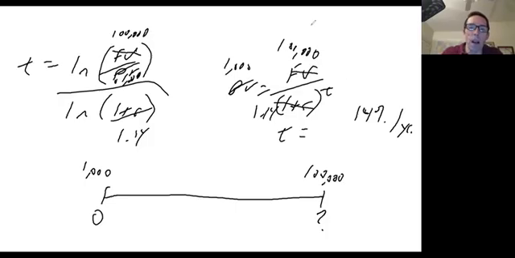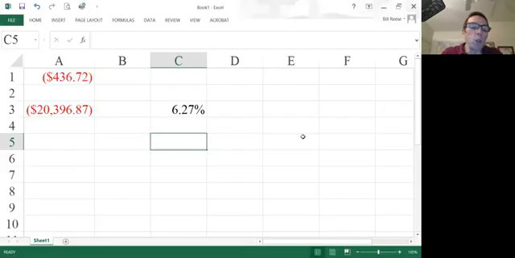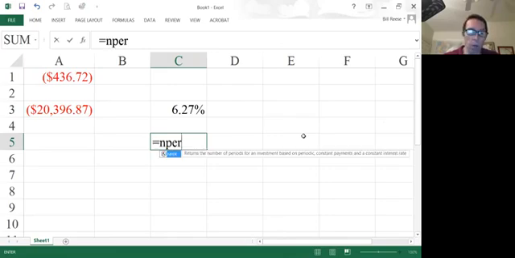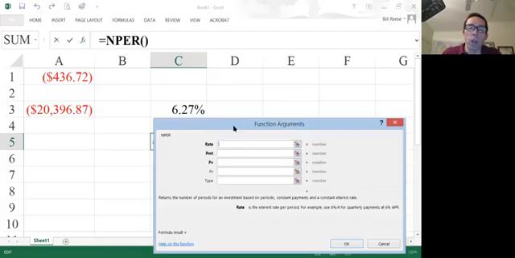And if we go into Excel, we're going to use the function NPER, for number of periods. Go to the function wizard, and our rate per compounding period is 14%. Our present value and future value need to be opposite signs again. One needs to be a negative, one is a positive.